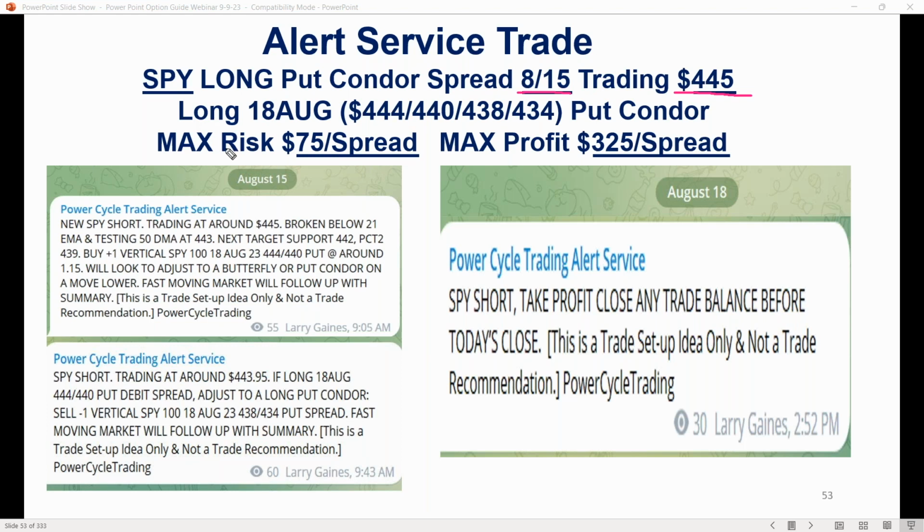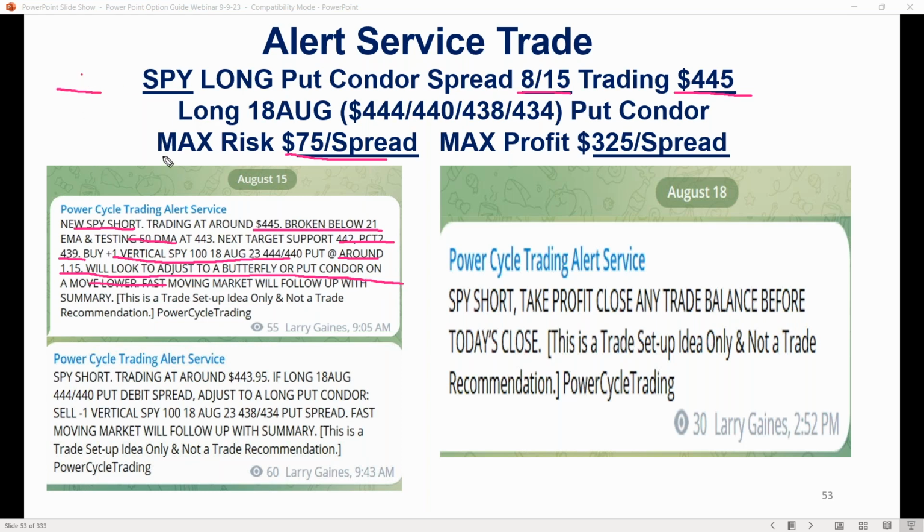So what we did here, we did this long condor with a max risk of $75 per spread. All right, so here it is: new SPY short trading at 445, broke below the 21 EMA, testing the 50, next target 442, then down to 439 via vertical put debit spread, the 444/440 at around $1.15. Then we'll look to adjust to a butterfly or a put condor on a move lower.